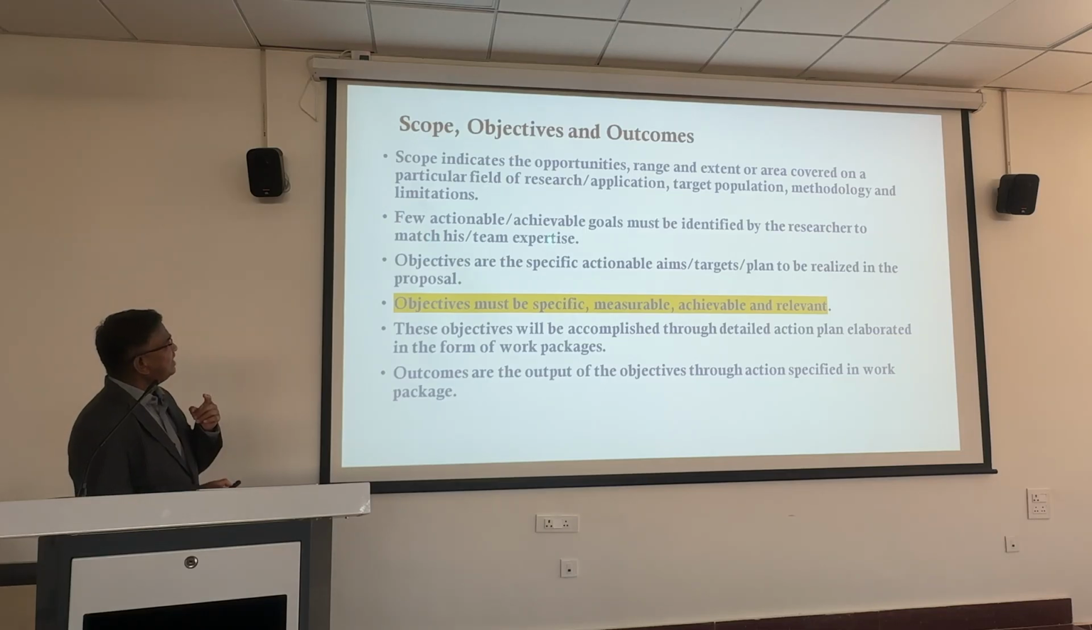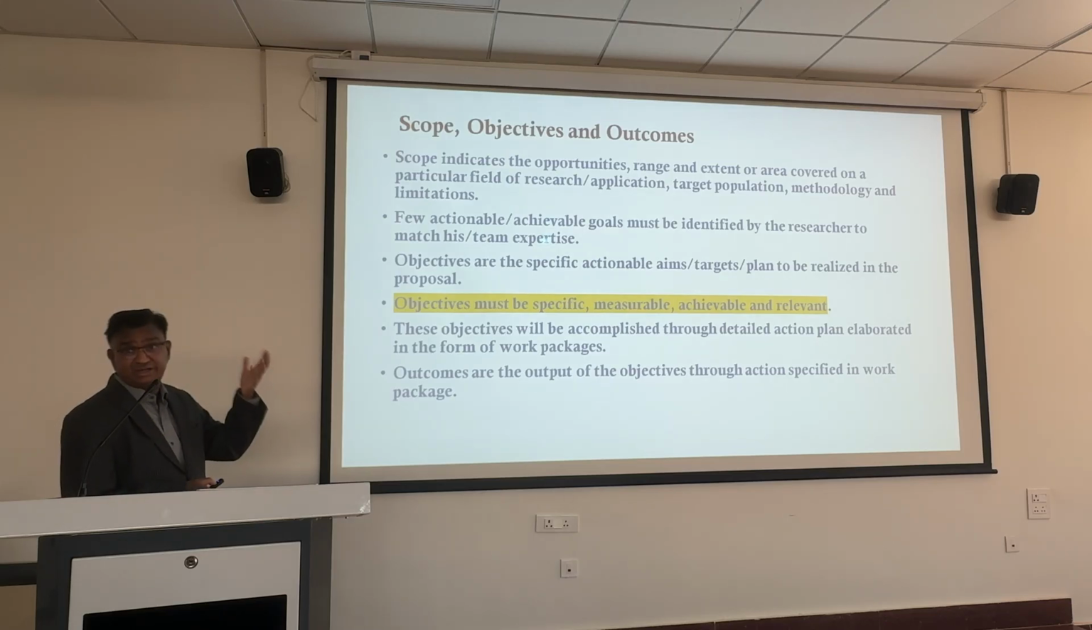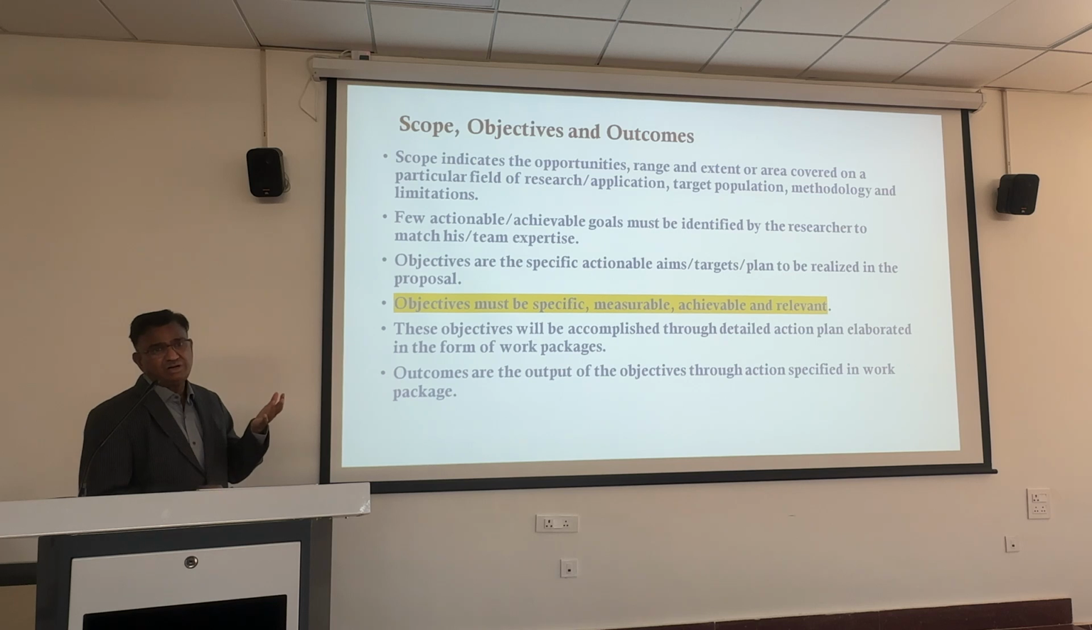And a few actionable, achievable goals must be identified by the researchers to match his or her team's expertise. We have got some expertise, myself and my team. I have to find out from the scope given in the proposal online what are the achievable goals, what I can do, what type of results I can deliver. I can take a big project and say I will do this, that, then finally I am not able to deliver. Next time I won't get the project, right? That means the project is not successful.